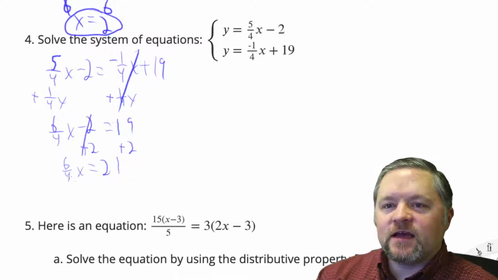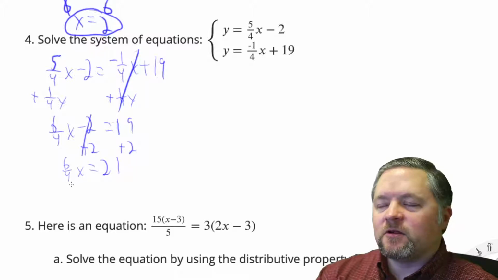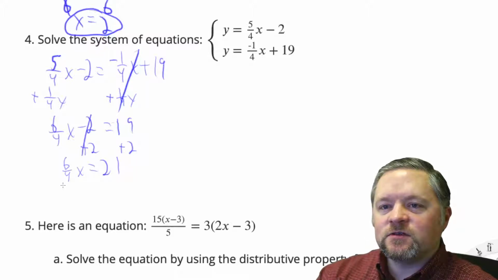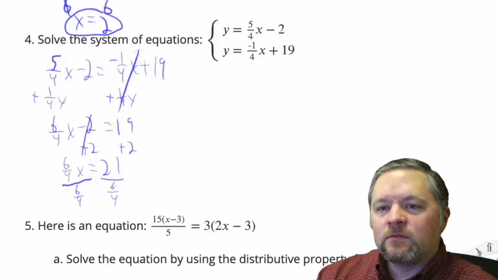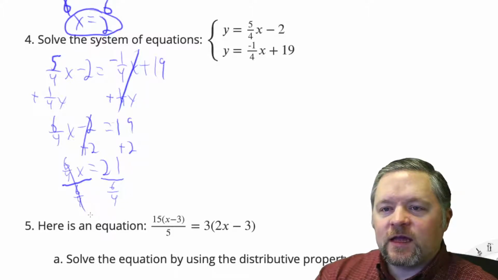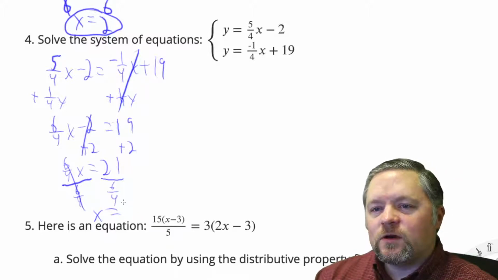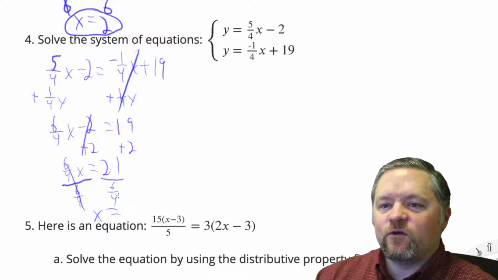Now, how do we get the x by itself? It's being multiplied by 6/4. So we divide by 6/4. Those will cancel. x equals, well, what's 21 divided by 6/4?